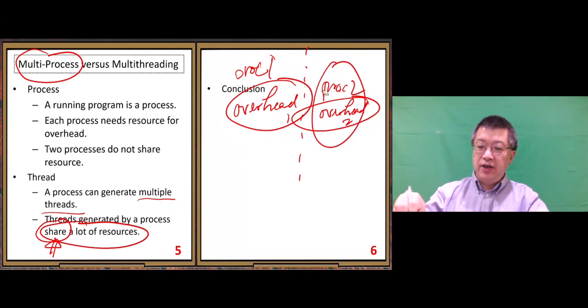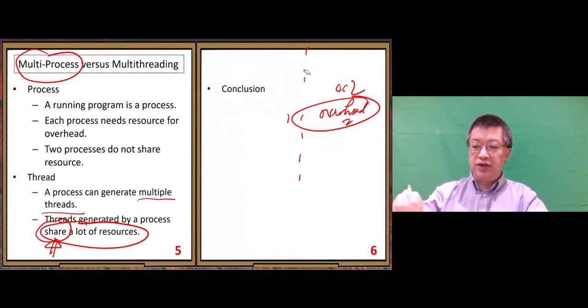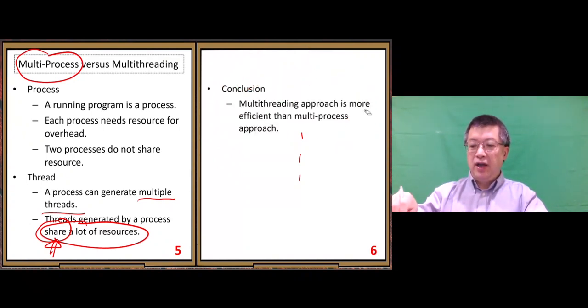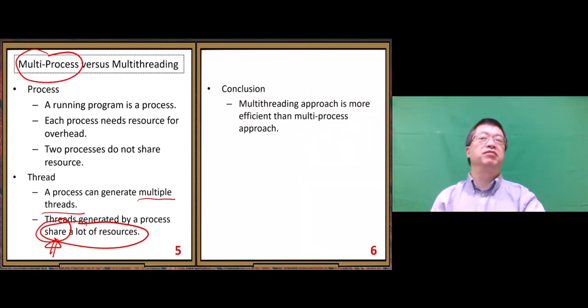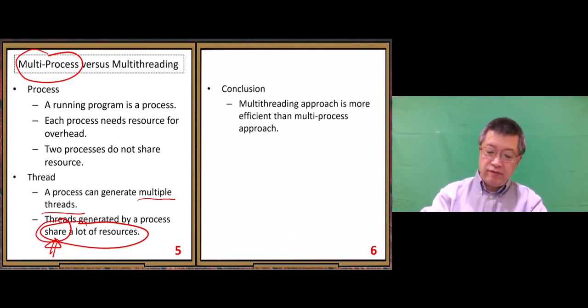So at the end, what's the conclusion? The multi-threading approach is more efficient than the multi-process approach. That's why modern server-side programming languages use the multi-threading approach. All right, so that's it. That's our part B.1.